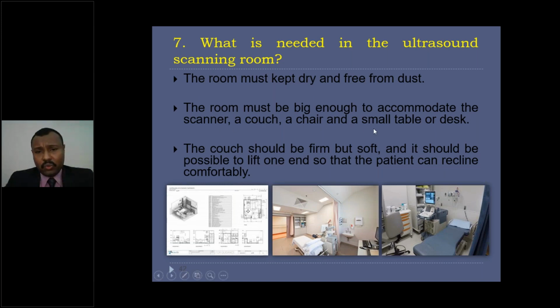the couch, also a chair or a small table or a cupboard that should be available. Also, the couch where our patient is reclined should be, for sure, comfortable for the patient. And here you can see a map of how the ultrasound scanning room is suitably designed.